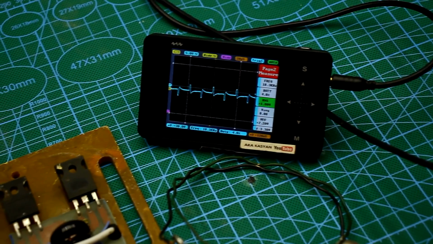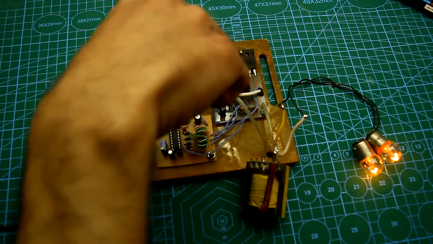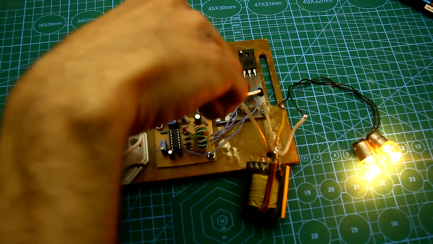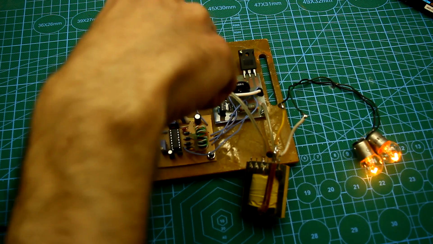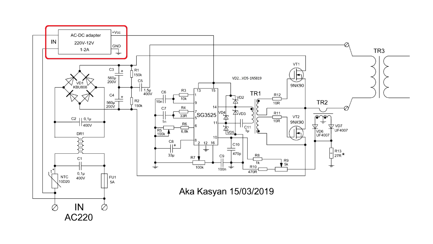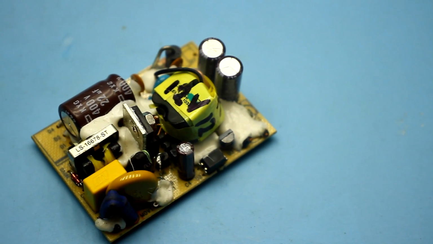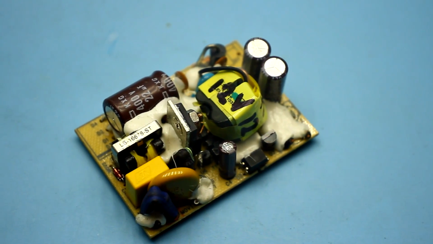The function of adjusting the duty cycle will limit the power of the power supply. In principle, this option will not be used, but let it be. The power supply for the control circuit is 12 volts and provides a current of about 1.5 to 2 amperes.